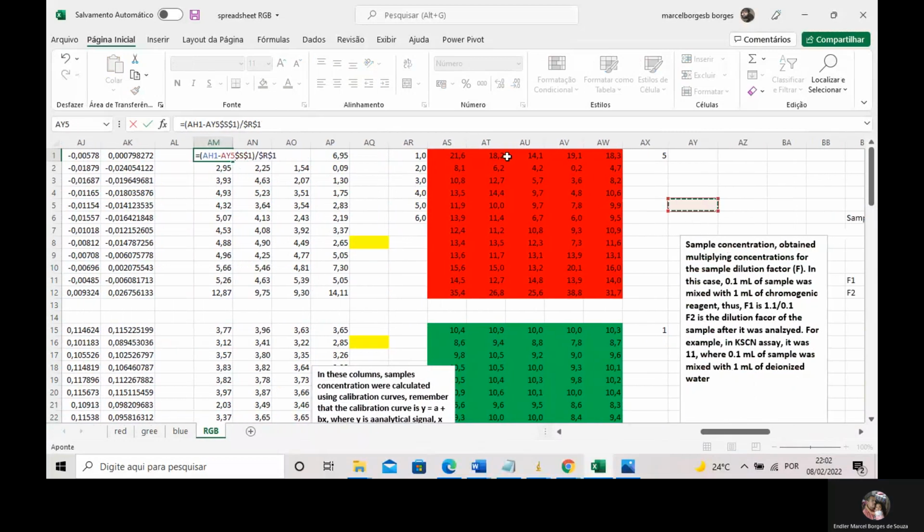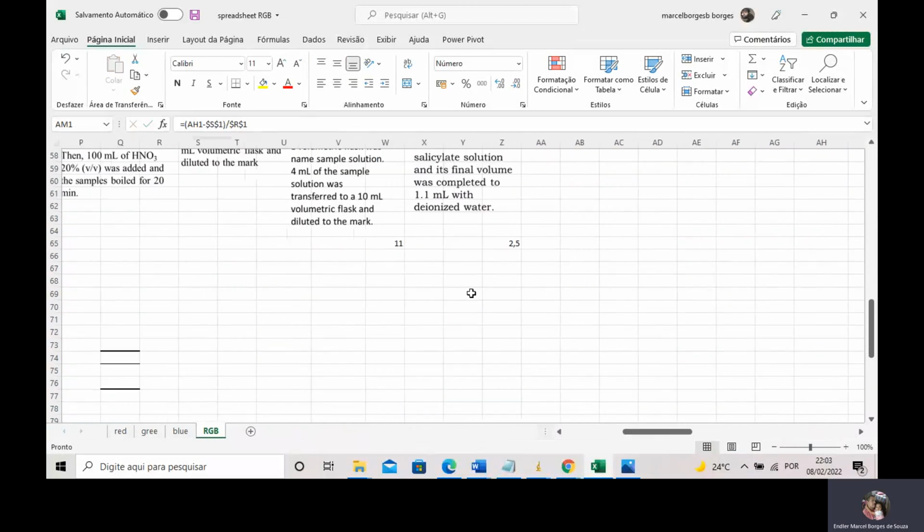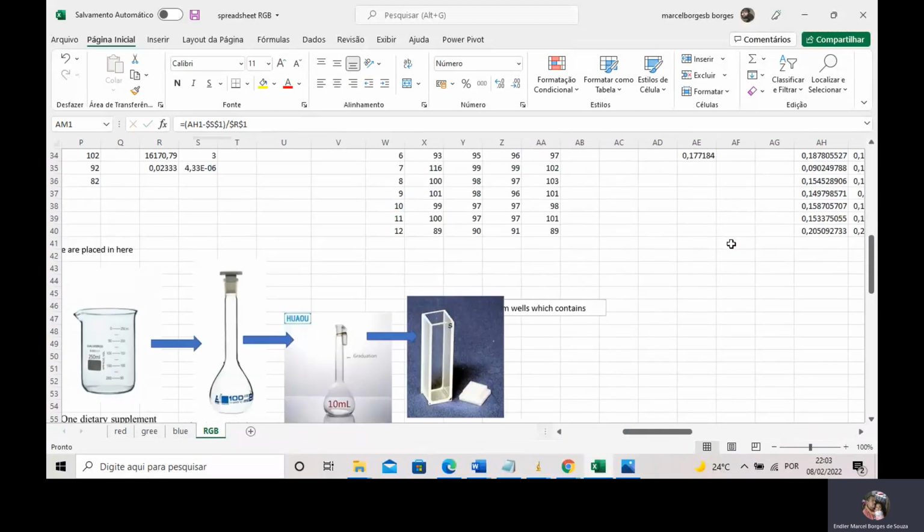In here, I have the concentration of this solution. I have to convert it into iron mass, multiplying my concentration here by the dilution factors, and then multiplying it by the volume of my volumetric flask. So I can convert the concentration here into iron mass.